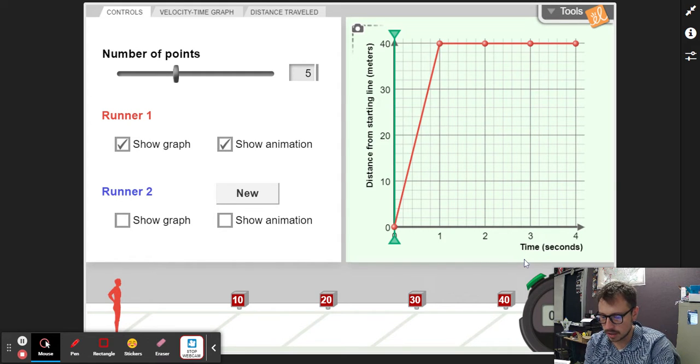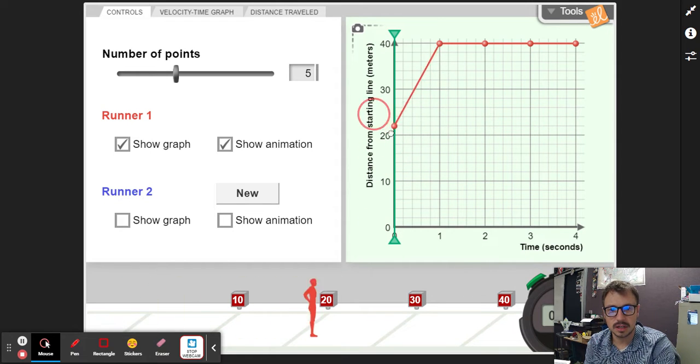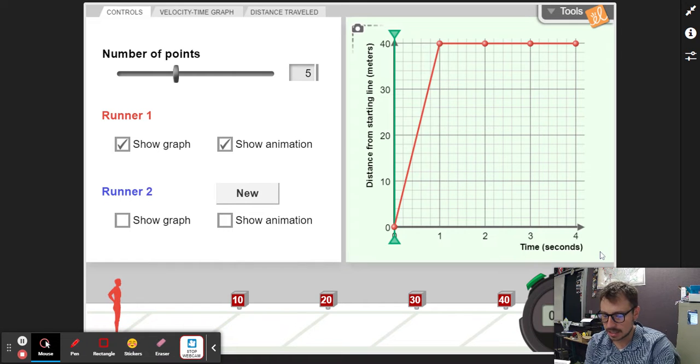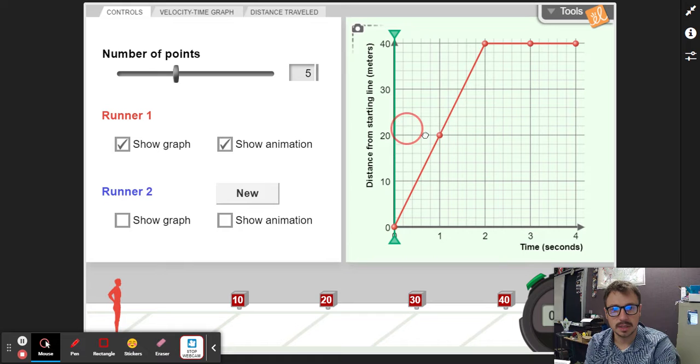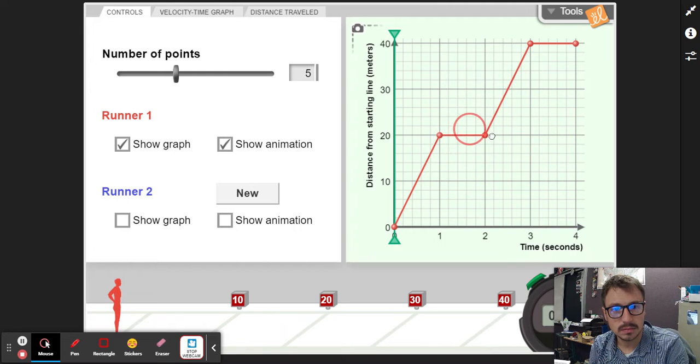So it says runner 1 starts at 0 meters from the starting line. Notice that this is the starting line, so I can start it at 0. From time 0 seconds to 1 second, runner 1 runs forward 20 meters. So from 0 to 1, on the 1 second, runs forward 20 meters right there. Good. All right, from time 1 second to 2 seconds, runner 1 remains at rest.